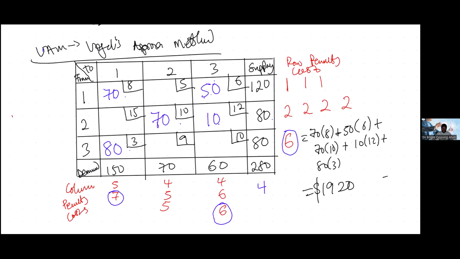So here we'll end today's lecture. And the next lecture will look at how to determine the optimal solution. So we'll look at two methods of determining the optimal solution. That is the stepping stone method and the modified distribution method.